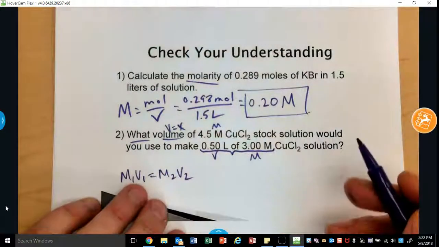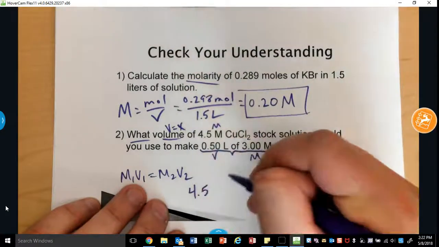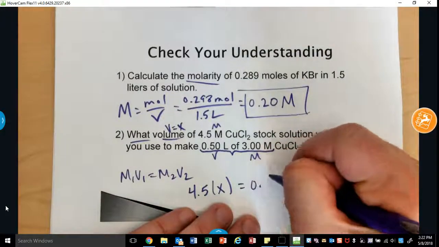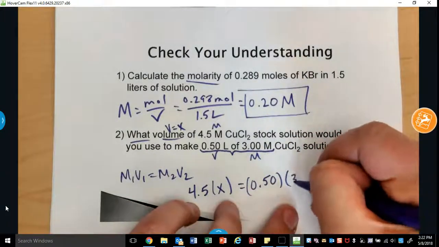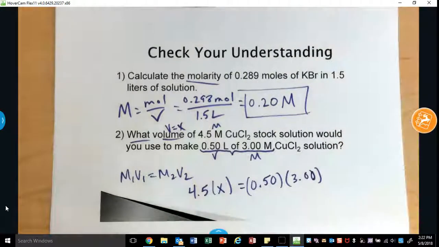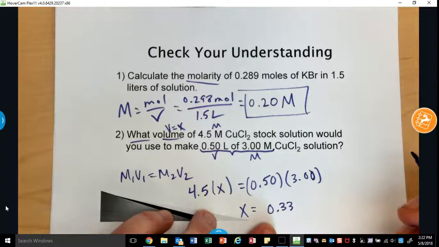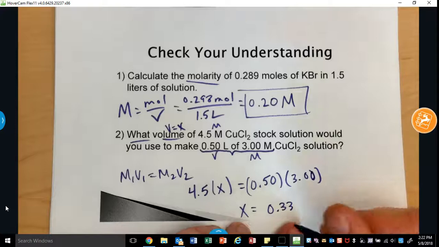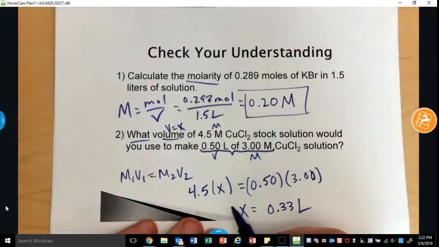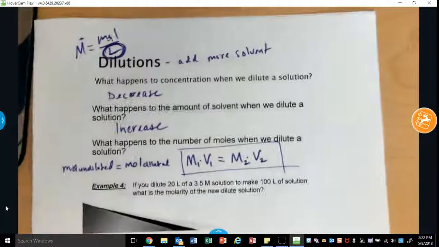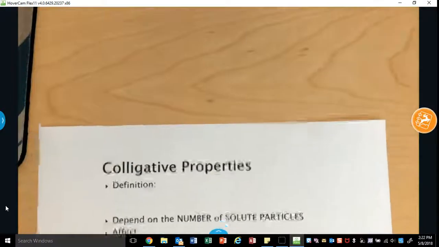Our value for X will be V1, and the concentration of the undiluted solution is 4.5. So we're going to have 4.5 times X equals 0.50 times 3.00. And I get that the value for X is 0.33 on and on. We're looking for a volume, so that's going to be 0.33 liters. If you know the formula and are able to read the problem and understand, it's really not that hard.